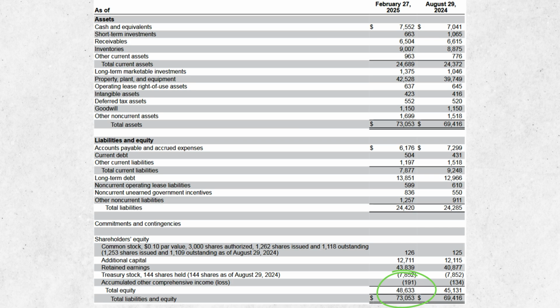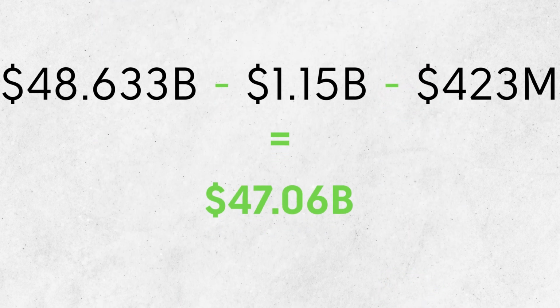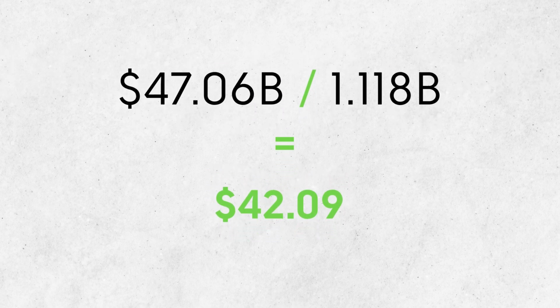From this, we need to subtract all soft assets, such as goodwill, trademarks, and other intangible assets. We'll subtract $1.15 billion in goodwill and $423 million in intangible assets from total shareholder equity. This leaves us with $47.06 billion. Lastly, we'll divide this by the total number of diluted shares outstanding, which is 1.118 billion. This gives us a book value per share of $42.09.